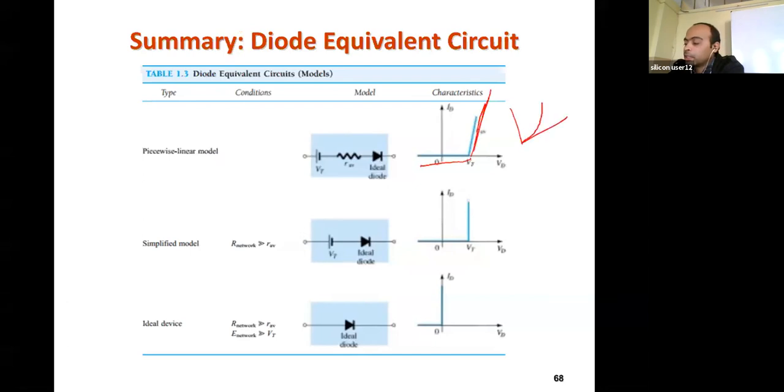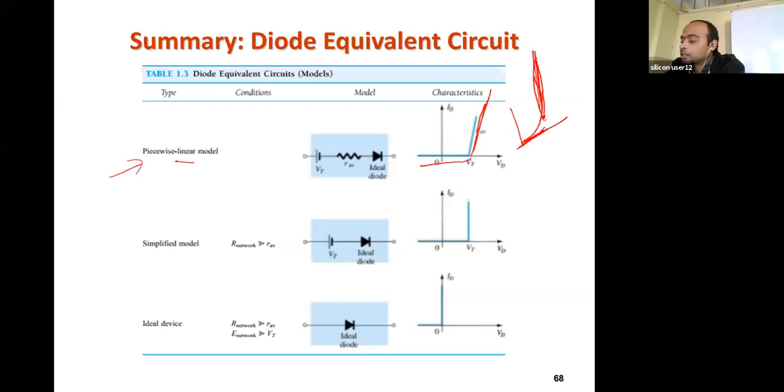It's an exponential curve like this. But for simplicity of our calculation, let us say after 0.7 this curve is a linear curve. We are assuming that, so that's why this model is named linear. And why piecewise? Because after the knee voltage it is one straight line, and before the knee voltage it is another straight line.